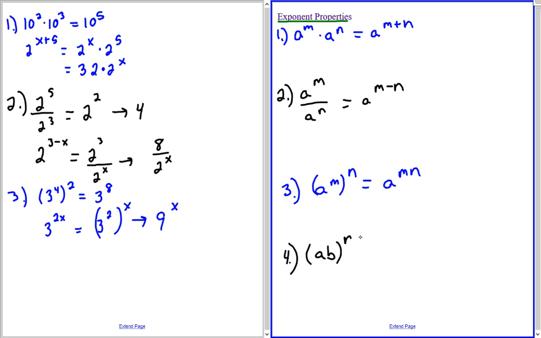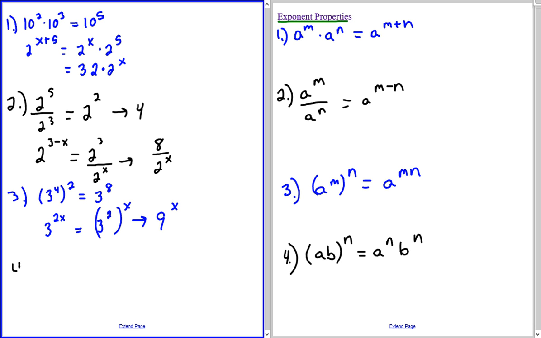(ab) to the n. So a product is being taken to a power. Well, that's equivalent to a to the n, b to the n. Please note the operation here is multiplication. Sometimes people make up their own exponent properties. A very typical example would be (2x) cubed. Well, that's equivalent to 2 cubed x cubed, which of course is 8x cubed.